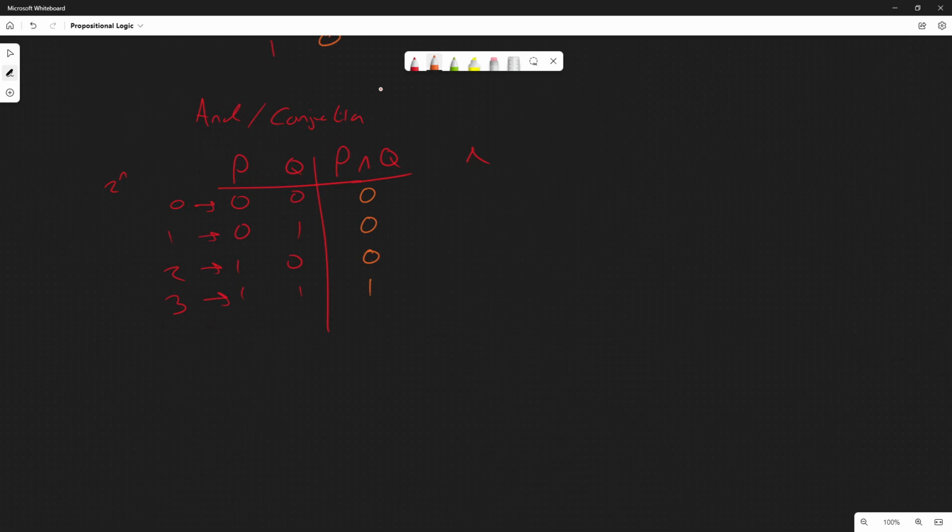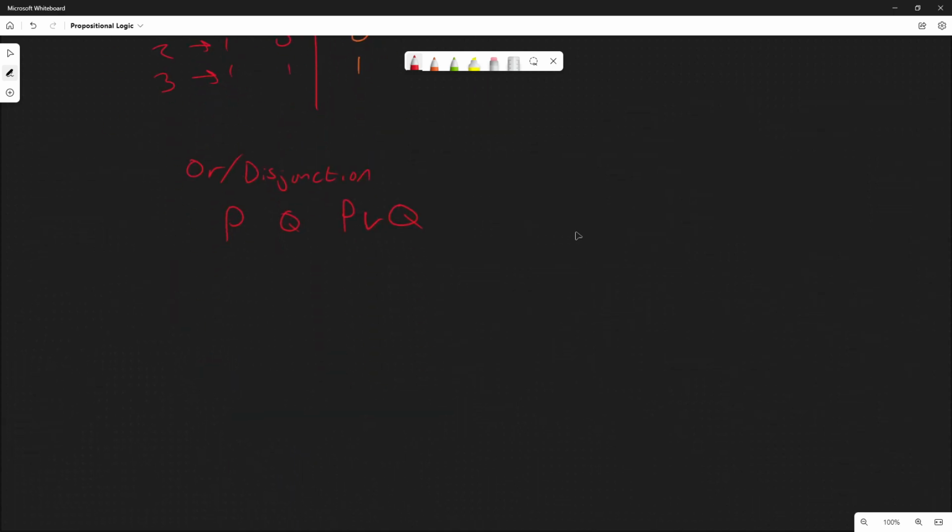Moving forward, we have or, disjunction. This also is a binary operation, so it has two inputs, and we show it using P or Q, the opposite of the and, an upside down one, so like a V shape. And again, if we have our truth table, then the operation P or Q is going to be true if any of the two inputs are 1. So this is the truth table for or, disjunction.